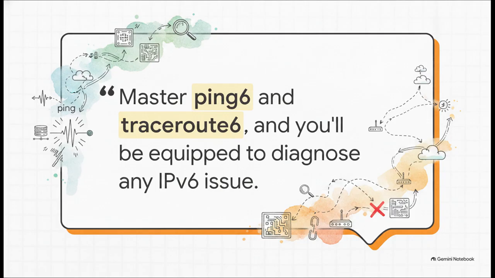As the source material from OneUptime highlights so beautifully, the core logic of troubleshooting really hasn't changed from the days of IPv4. You verify the configuration, test connectivity, trace the path, and isolate the failure point. It's just the length of the addresses and the precision of the tools that have evolved. Master ping 6 and traceroute 6, and you seriously have the power to decode any modern network failure.